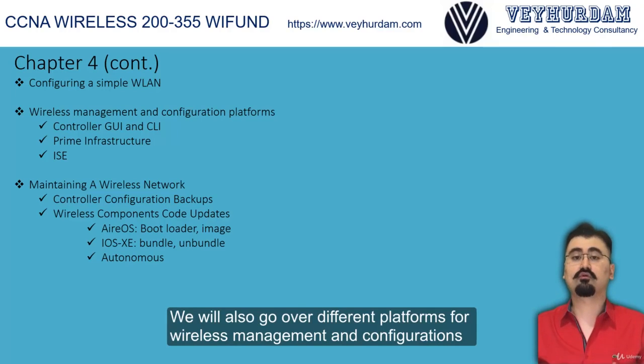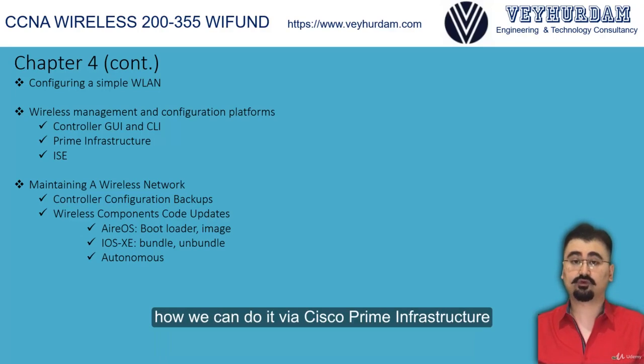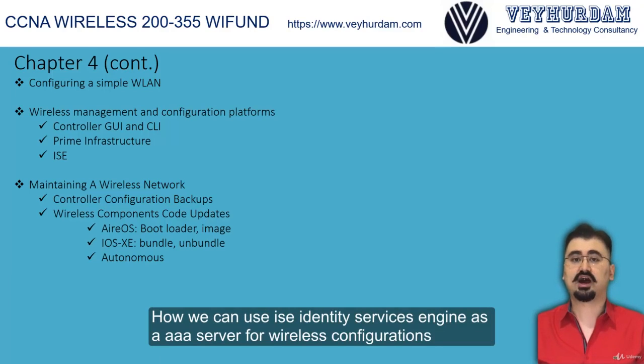We will also go over different platforms for wireless management and configurations, how we can configure a wireless LAN controller via WebGUI and CLI, how we can configure wireless LAN controllers and autonomous access points, how we can do it via Cisco Prime Infrastructure, how we can use ISE, the Identity Services Engine, as a AAA server for wireless configurations.